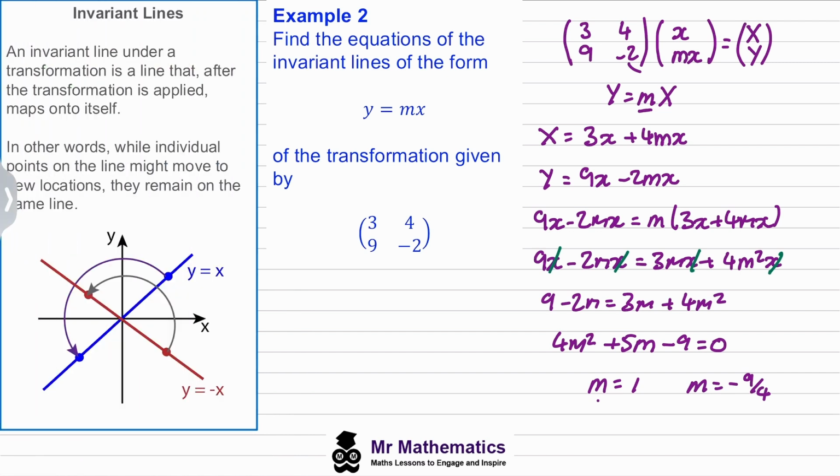So now we've worked out our gradients, we can substitute these values back into here. So the two invariant lines will be y equals x and y equals -9/4 x. Okay? Let's try one more example.